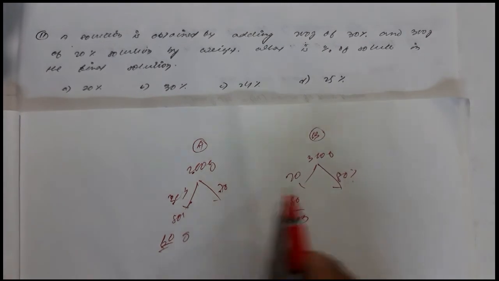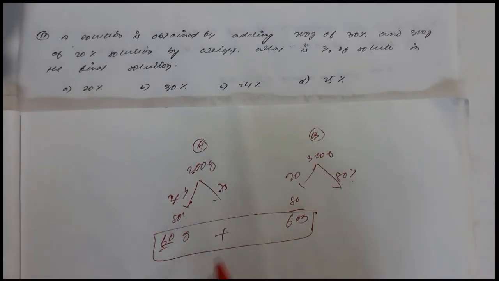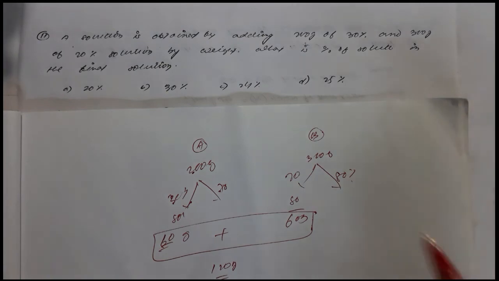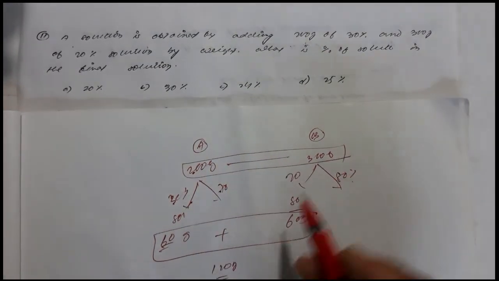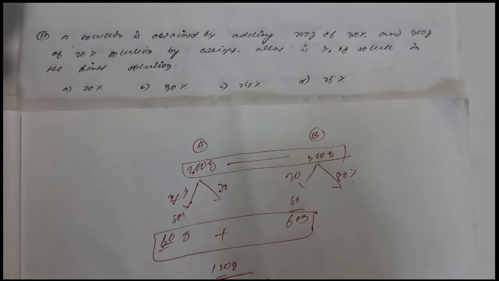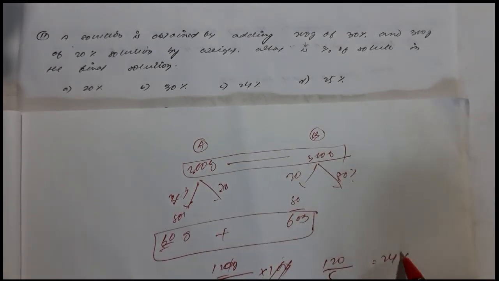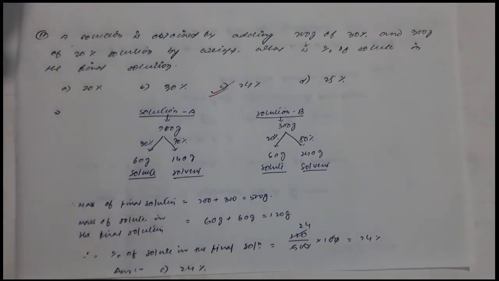If we mix them, the total weight of solute will be 60 plus 60 equals 120. The total mass of the solution is 200 plus 300, which is 500. So the percentage is 120 divided by 500 multiplied by 100. The zeros cancel out, so 120 divided by 5 is approximately 24%. This is the correct answer. You can go through these things.